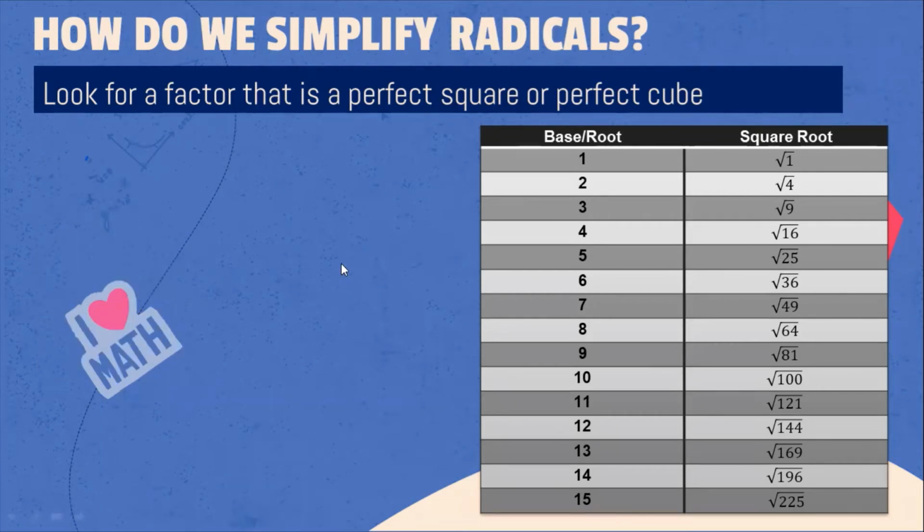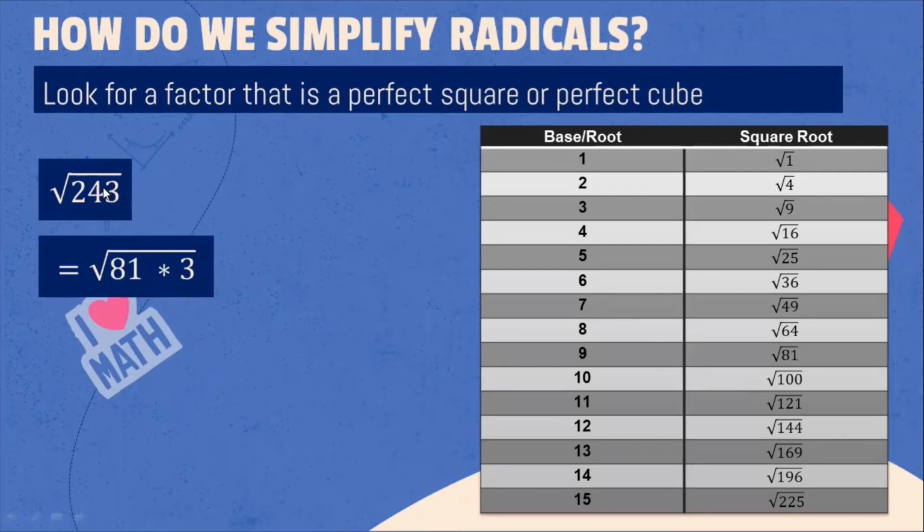Next example, square root of 243. How do we simplify radicals? By simply looking for a factor that is a perfect square. One of the factors must be a perfect square. What are the factors of 243 wherein one of the factors must be a perfect square? The factors are 81 multiplied by 3.